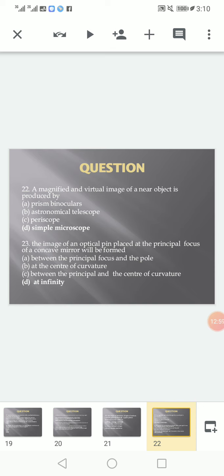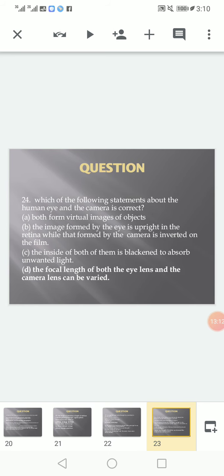The image of an optical pin placed at the principal focus. So any object which is placed at the principal focus of a converging mirror, the image will be formed at infinity. Which of the following statements about the human eye and camera is correct? The focal length of both the eye and the camera can be varied. I repeat, the focal length of both the eye lens and the camera lens can vary. It means it can change.